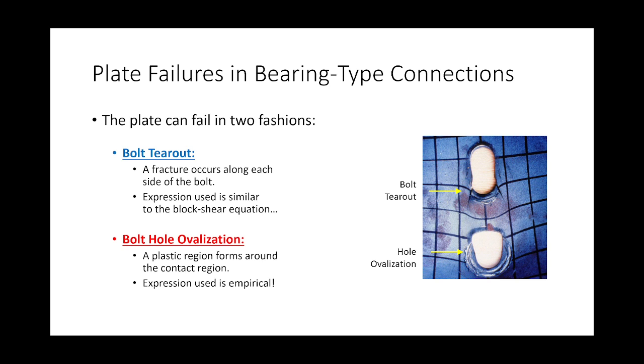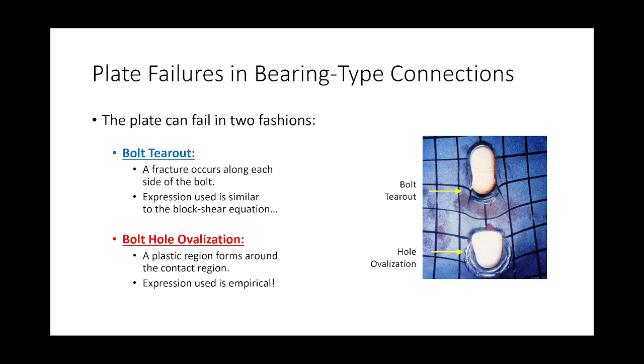There are two ways that the plate can fail in real life. The first is tear out. So if you look here at this image on the right, there's actually these segments on the right where we're actually tearing the plate, right? We're actually shearing it there along the plate. The expression that we use is very similar to block shear. It ain't going to look like it, but you'll see what I mean here in a second.